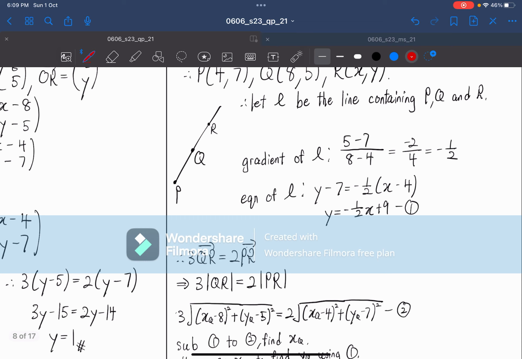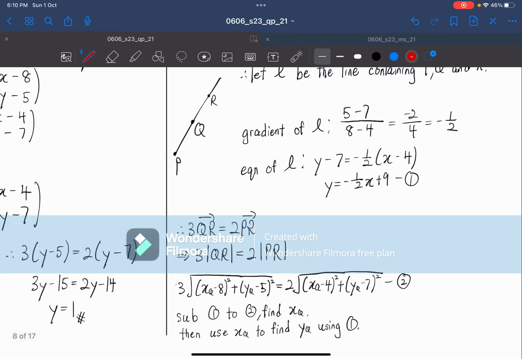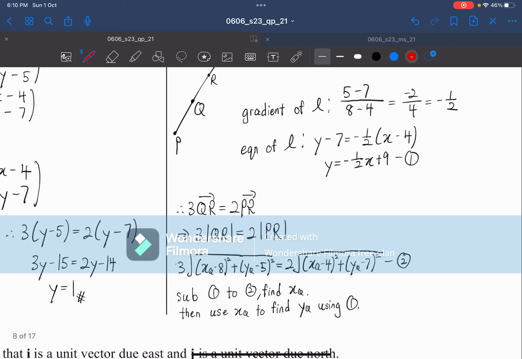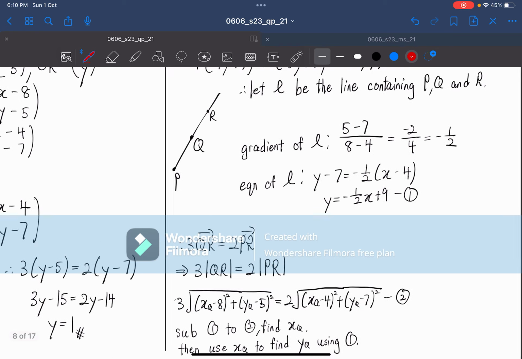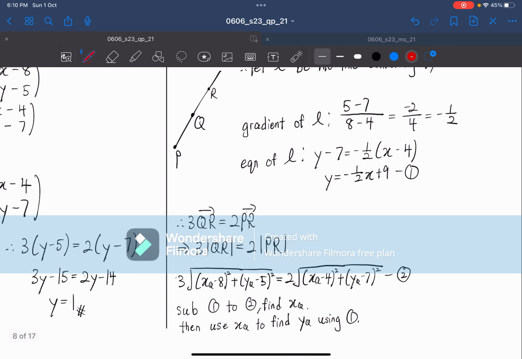So we're given that 3QR equals 2PR. What this implies is that 3 times the distance of QR equals 2 times the distance of PR. So this is what it implies as well. You can write that as an equation using the distance formula. I wrote this as equation 2. And once you get these 2 equations, you can solve them.